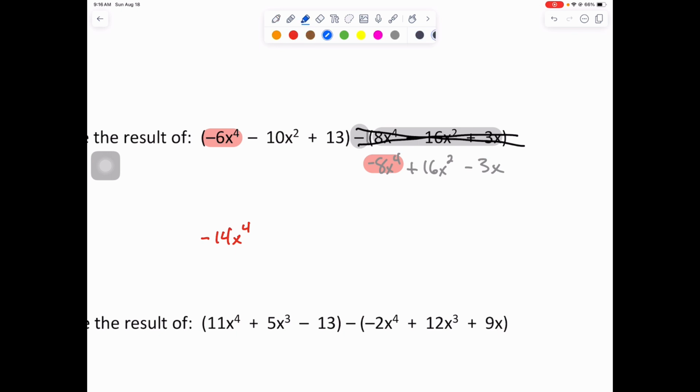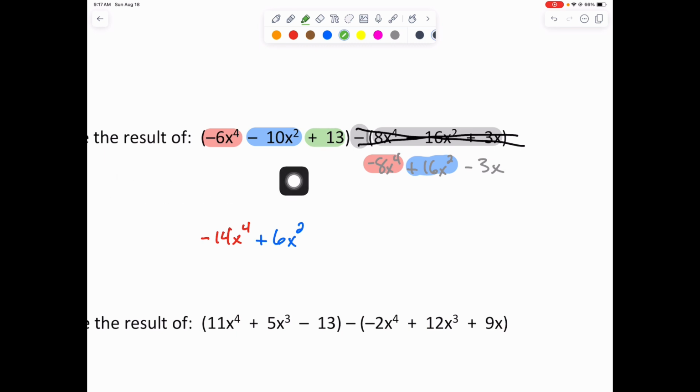All right, so let's highlight that second term here, negative 10x squared. Can that be combined with anything? It sure can. That plus 16x squared, again, same variable, same exponent. Just going to highlight that and do the computation as we go. Negative 10 plus 16 gives us a positive 6x squared.